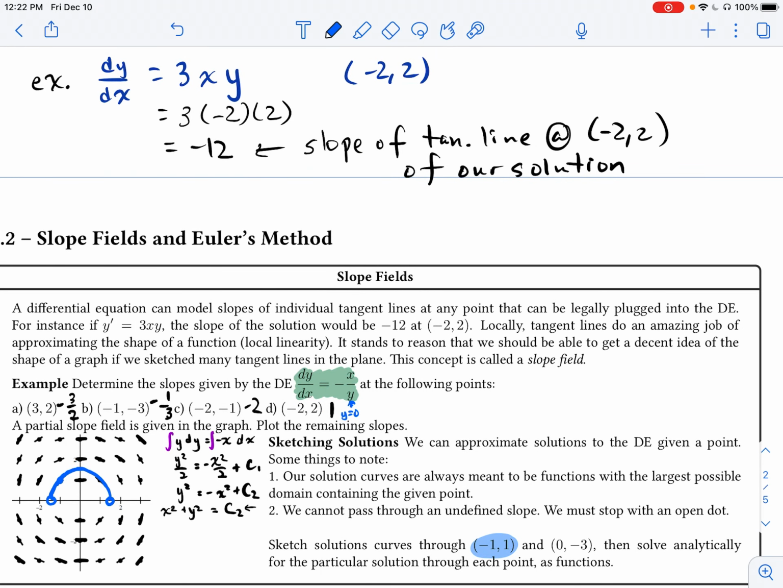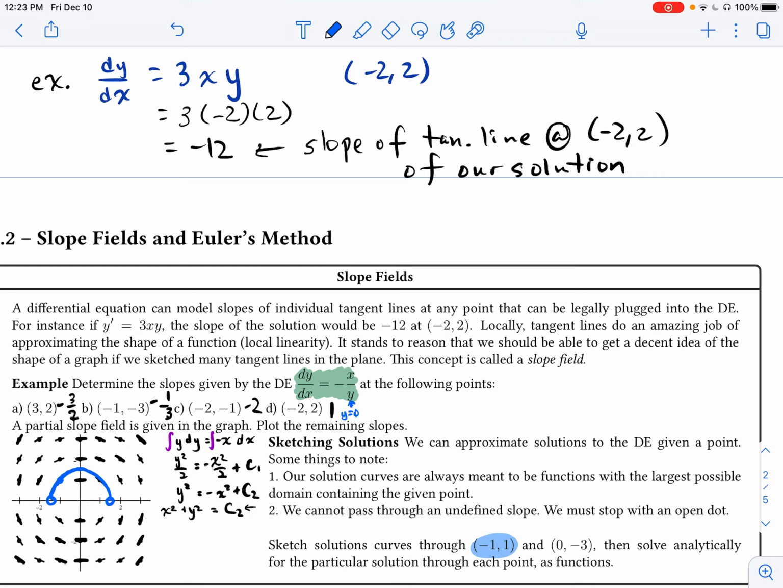And as a reminder, we cannot pass through an undefined slope. So we notice here that we have graphed this as a function. If I try to go all the way around and go this way here, I no longer have a function. I do have a graph, but it's no longer a function. So with that said, can we actually find a particular solution here now that I've graphed the solution using my slope field? And the answer is yes.